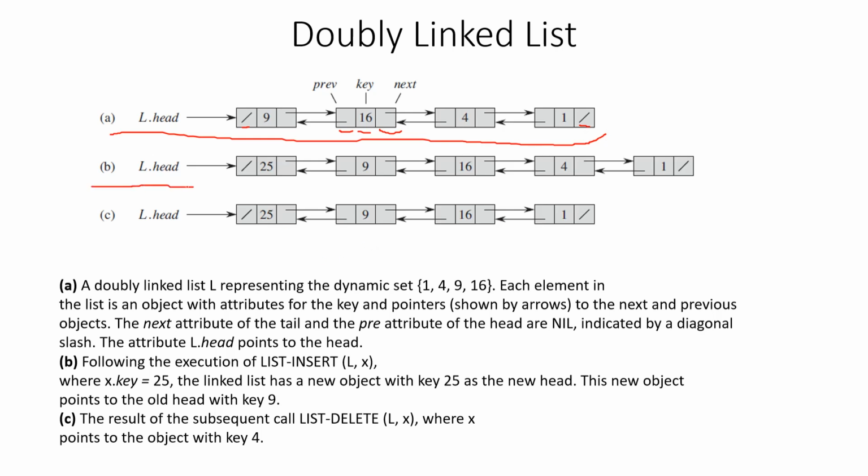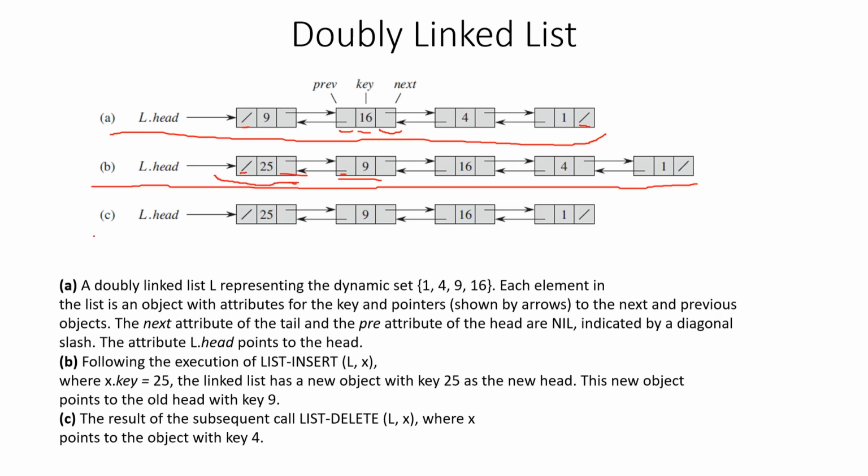And in part B, we see how we add elements to the double linked list. Initially we had this linked list where the head was 9, then we had 16, then 4, then 1. In part B, we decided to add a new element with the key 25, and we just changed information on node 9. We say that its previous points to this one, and the new element's next pointer points to 9. And for the previous, we say it's null, and the head is 25.